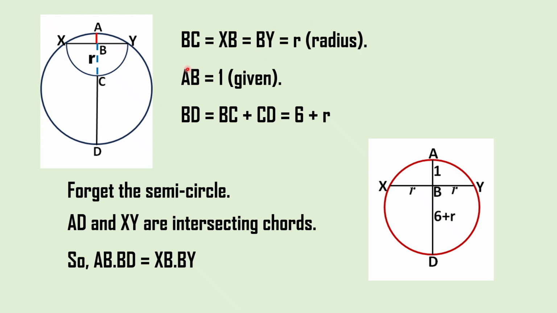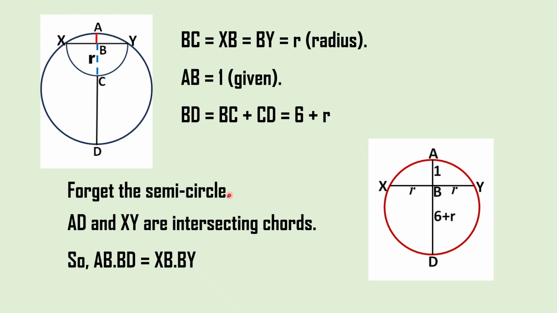AB is 1 unit given, and B to C is the radius R, and C to D is 6 units given. So the total length of BD would be 6 plus R. From the point B, B to C, B to X and B to Y, each of them would be equal to the radius R. Now forget the semicircle for the time being.